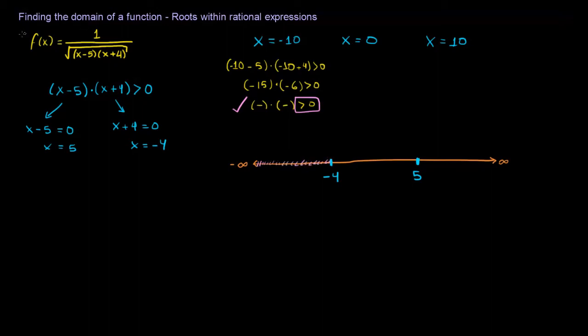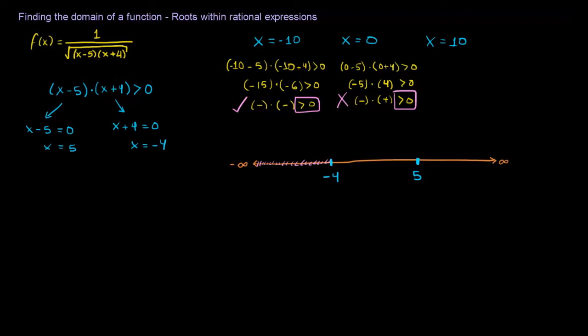Now I'm going to do the same with x equal to 0. It will be 0 minus 5 times 0 plus 4 greater than 0. We get a negative 5 times a positive 4 greater than 0. We have to just pay attention to the signs here. So this negative times a positive, would it be greater than 0? No, it will not, because this is a negative number. This fails the test, and we do not include this interval. We leave it just like that.